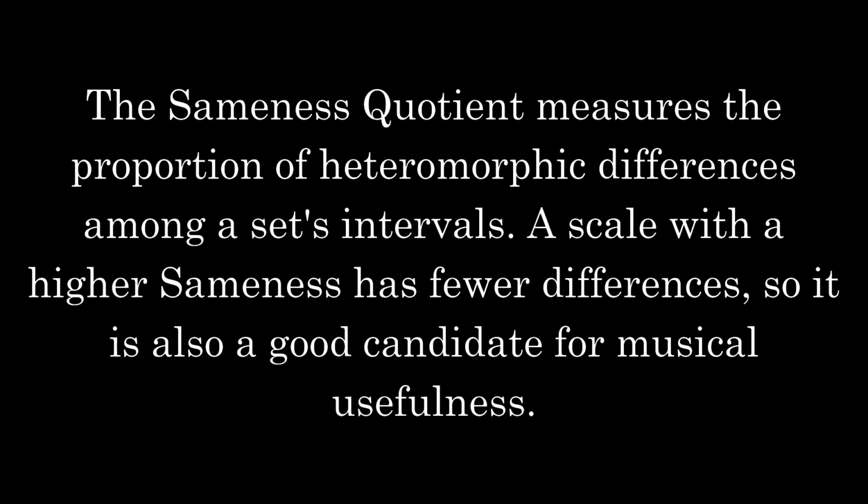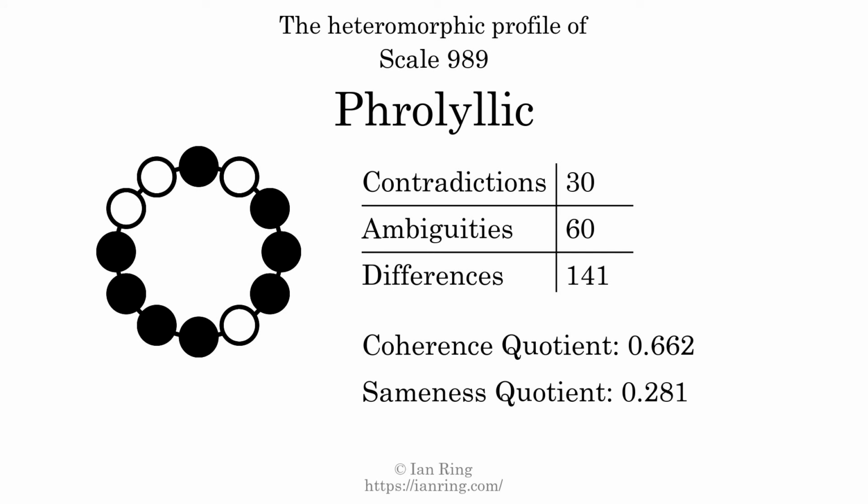The sameness quotient measures the proportion of heteromorphic differences among a set's intervals. A scale with a higher sameness has fewer differences, so it is also a good candidate for musical usefulness. The sameness quotient is 0.281.